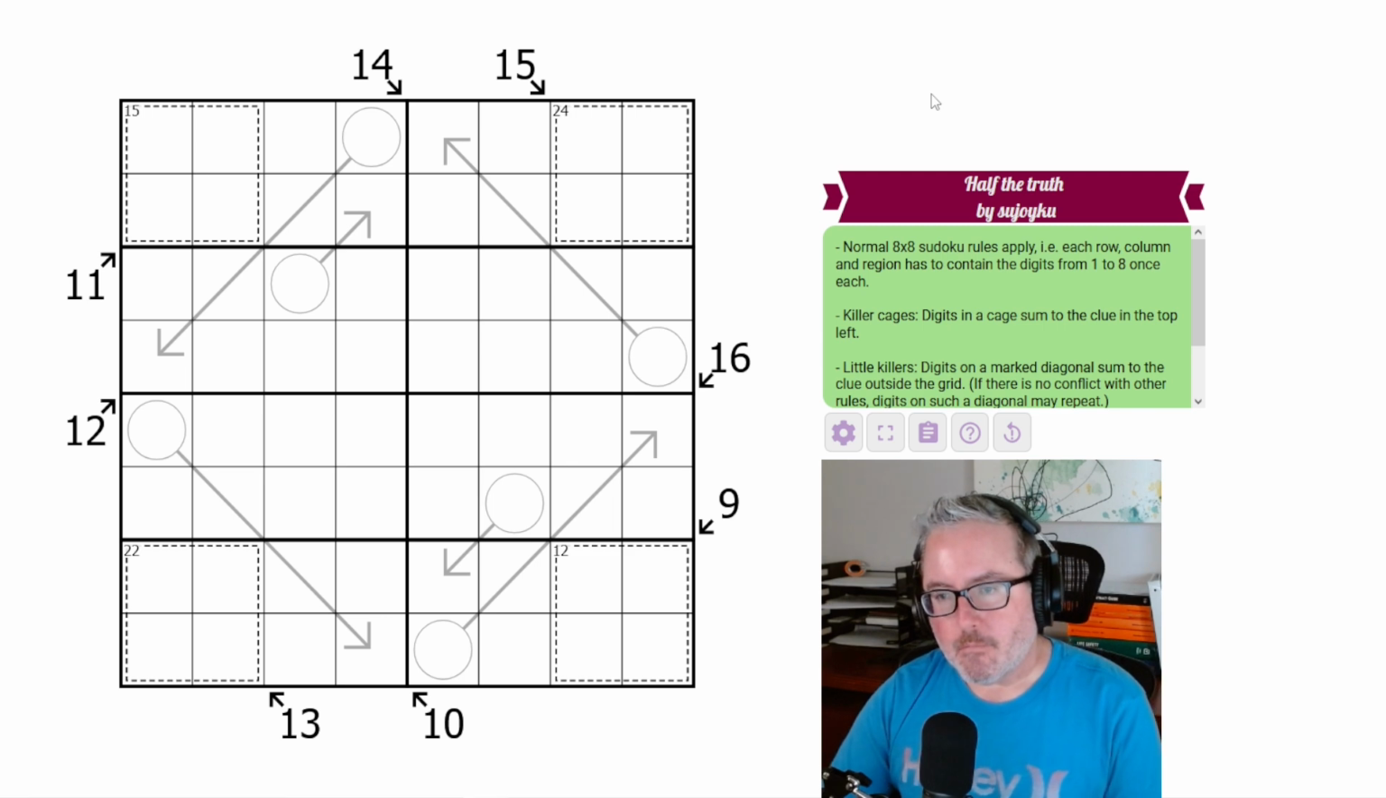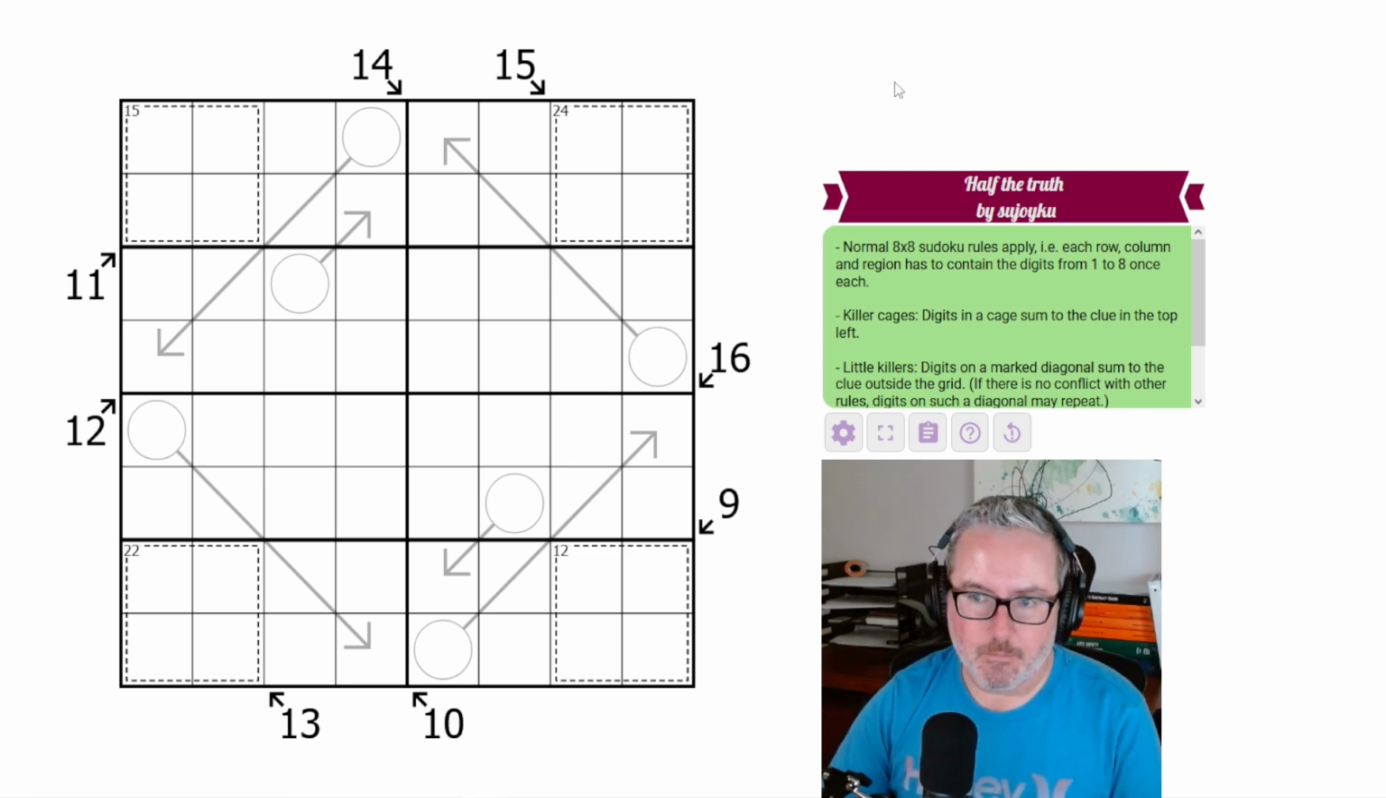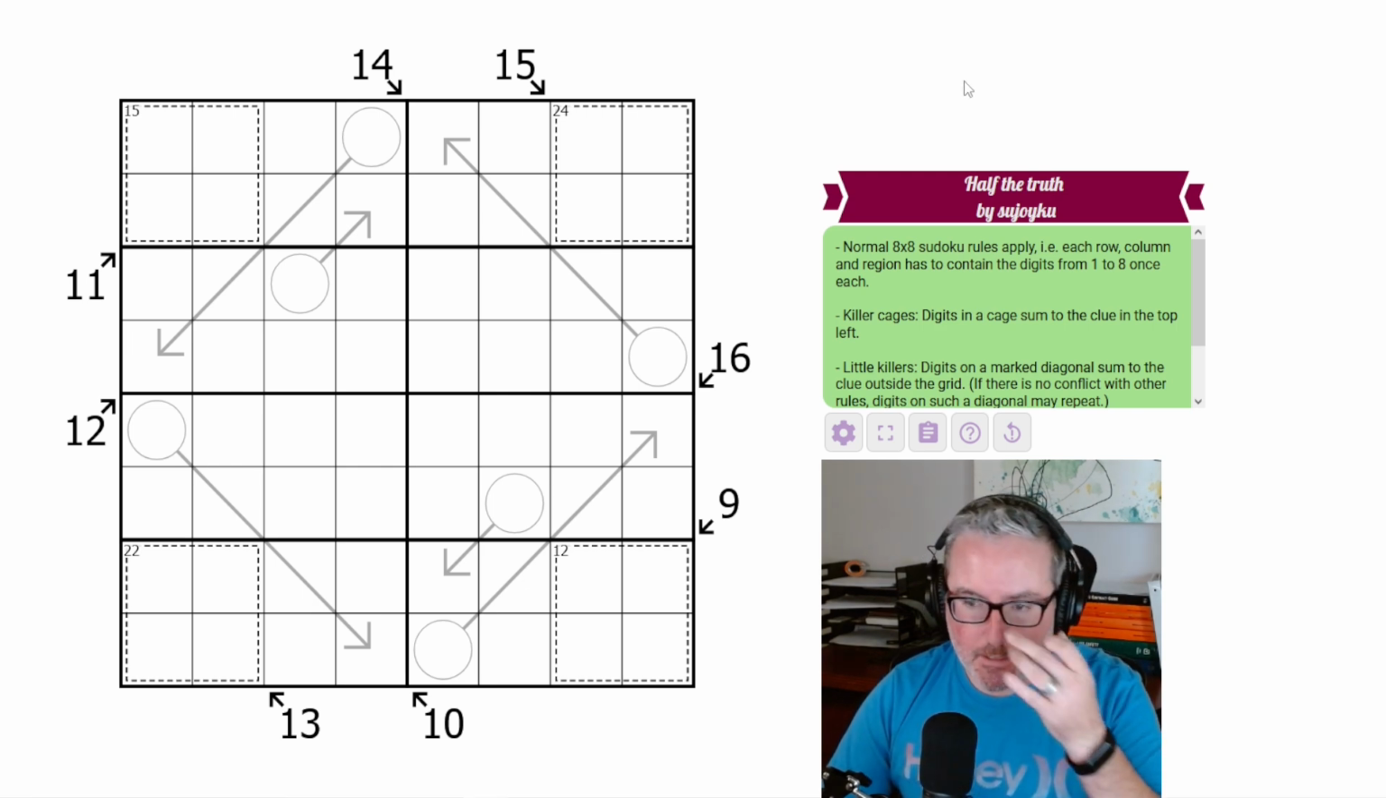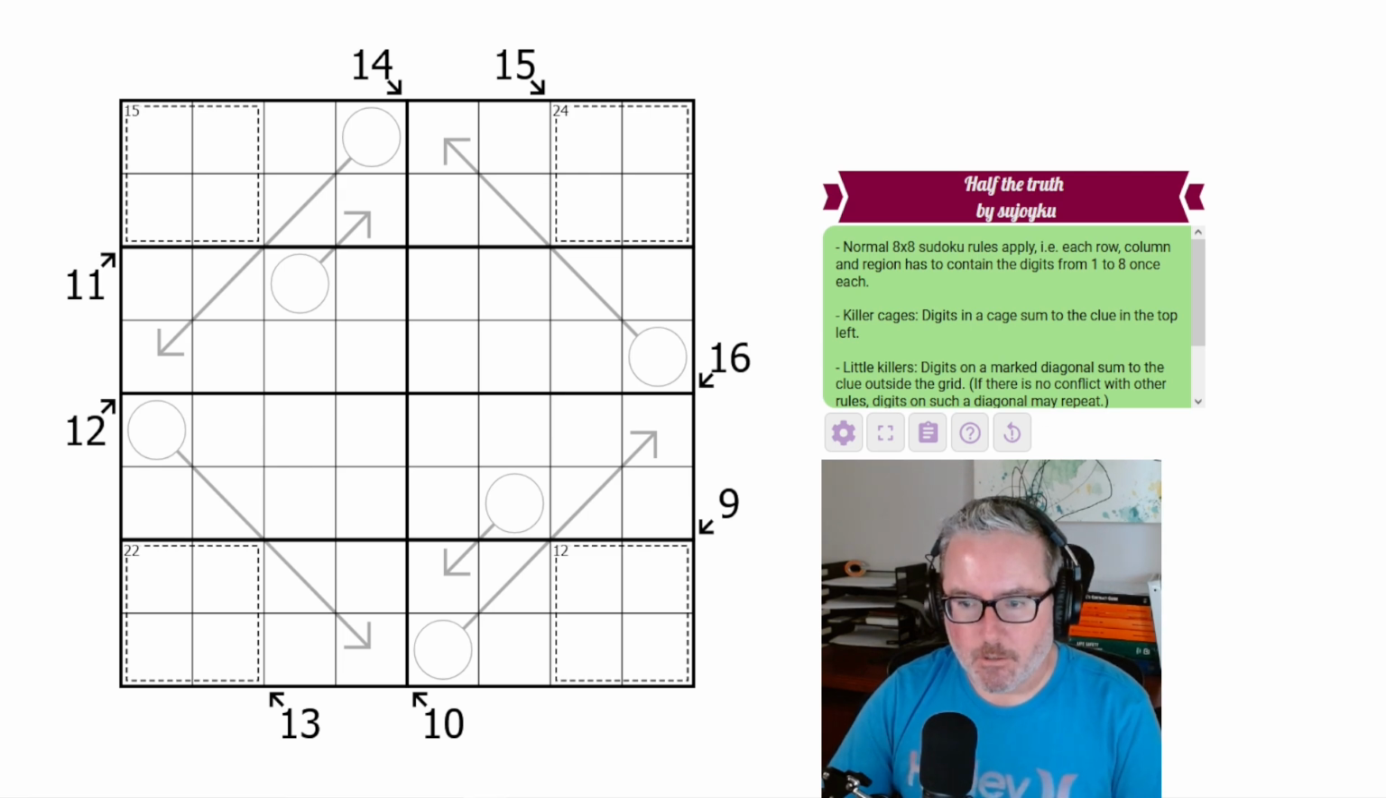wonderful puzzle. Now, this is called Half the Truth by Sujoyku, and we've done multiple puzzles by Sujoyku before, so I'm sure it will be very good. That said, let's jump into these rules, see what's going on.